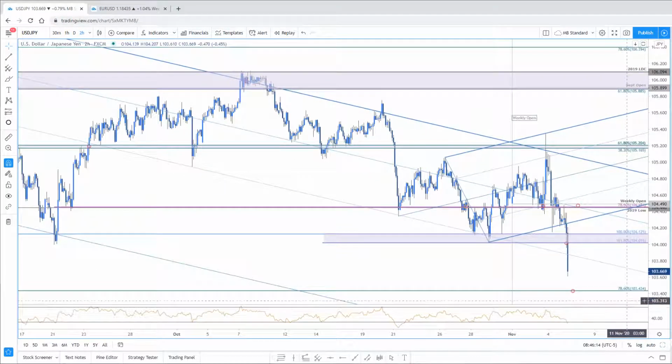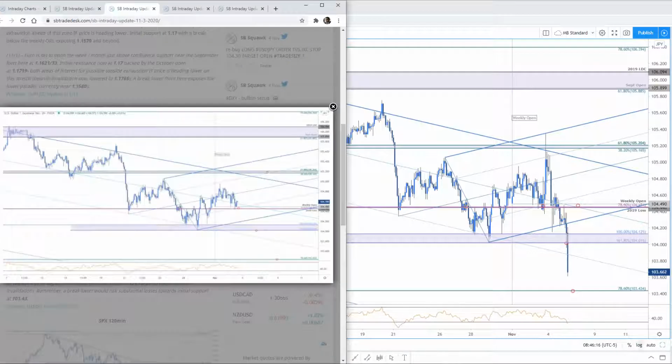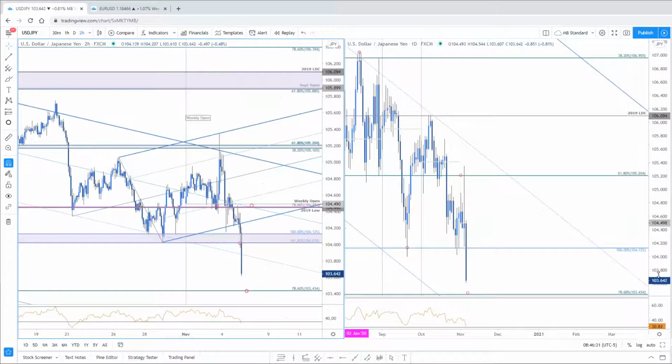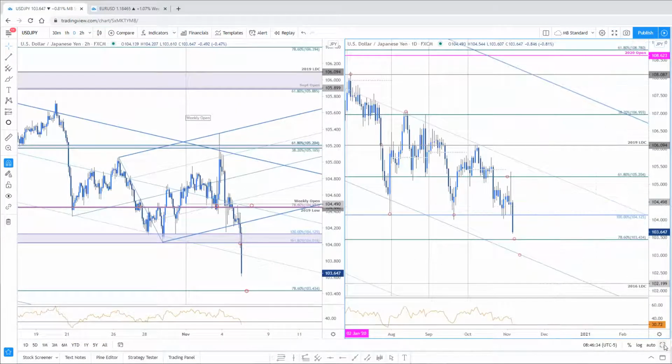103.43. That's the next level down. That's the 786 retracement. This is a big deal. Anything sub 104 on a closed basis keeps the focus, in my humble opinion, down at least on this 103.43 level. Here's what it looks like, again, on the longer term charts to give you the impact here, okay?